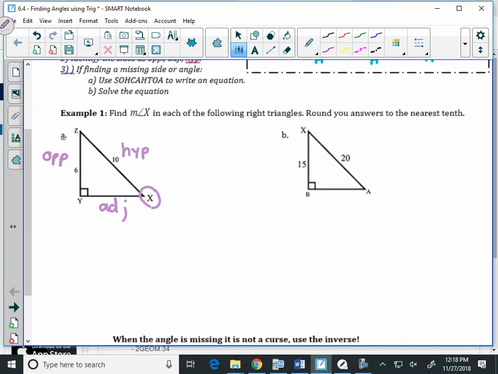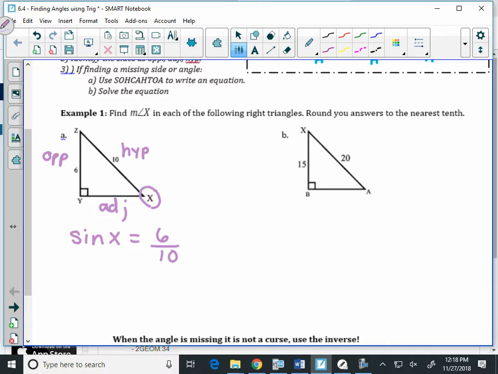So we're going to say sine, but our angle's missing, so I'm going to put x. Trying to find angle x, I'm going to put x. Okay? You always take the sine of an angle. Sine of x is equal to opposite over hypotenuse, 6 over 10. Don't worry about simplifying that fraction, just leave it as 6 over 10.